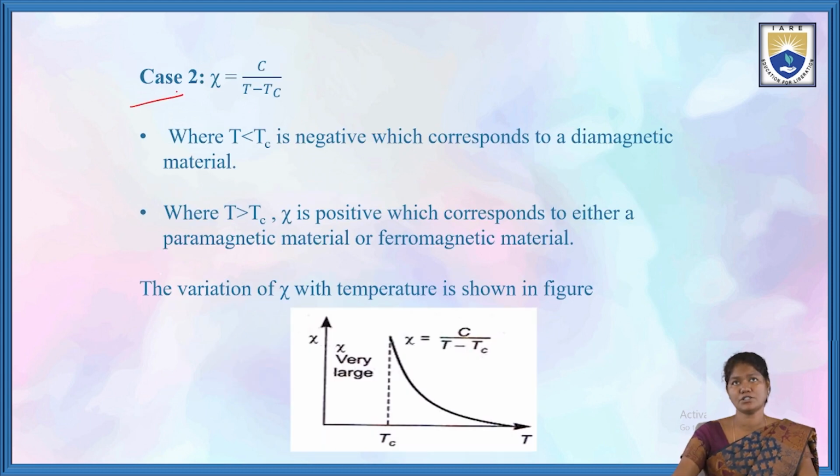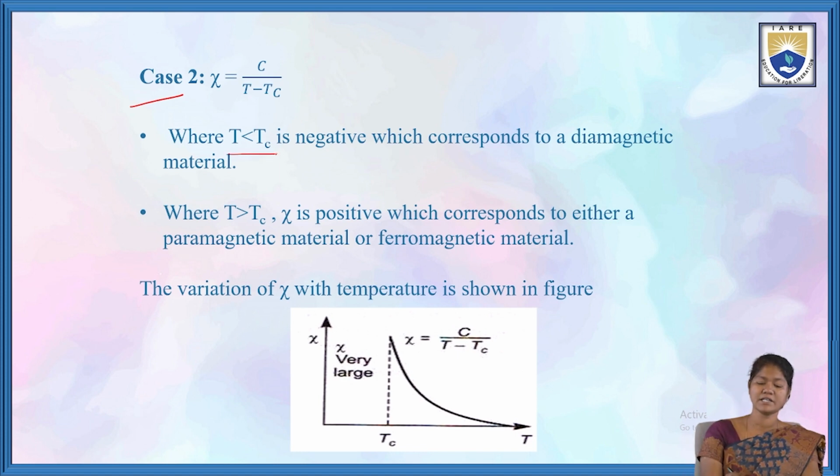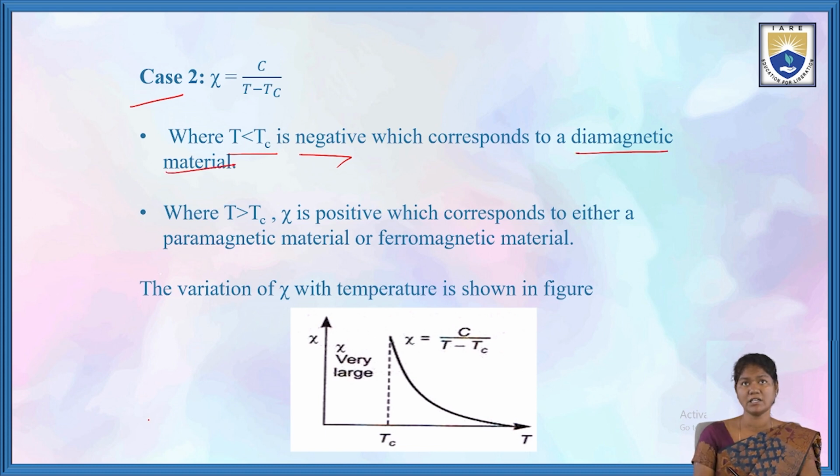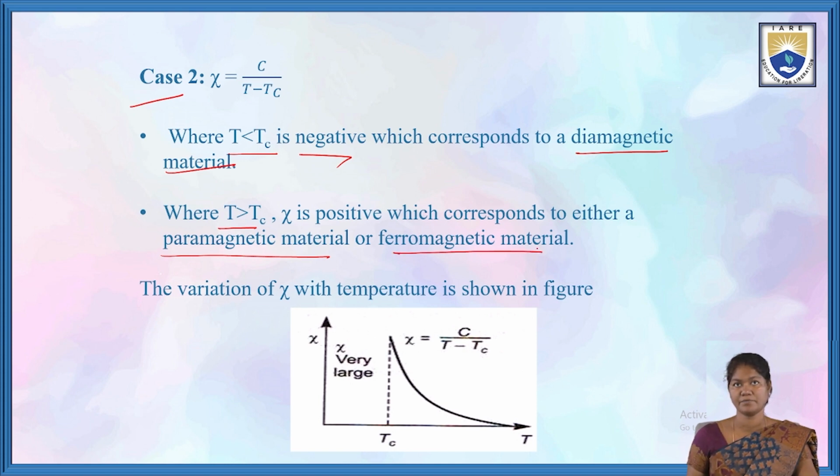Coming to case 2, chi is equal to C by T minus Tc. Where T is less than Tc, it is negative, so it relates to the diamagnetic material. When T is greater than Tc, chi is positive, so it corresponds to either paramagnetic material or it may be ferromagnetic material. So the variation of chi with temperature is shown like this, taking temperature along the x-axis and susceptibility on the y-axis.